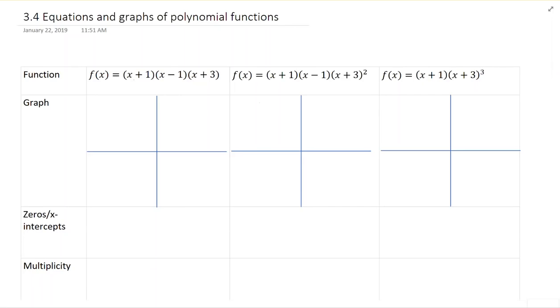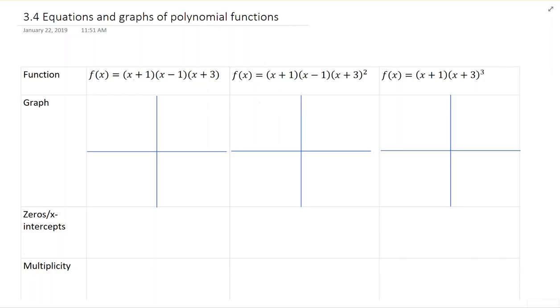Hello, so this is section 3.4. Today's topic is equations and graphs of polynomial functions. This is the last section of chapter 3, and today we're going to really bring in things from sections 3.1, 3.2, and 3.3 and bring it all together.